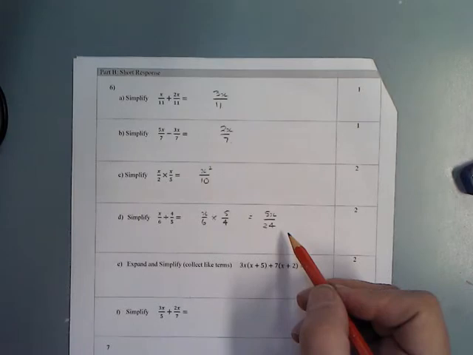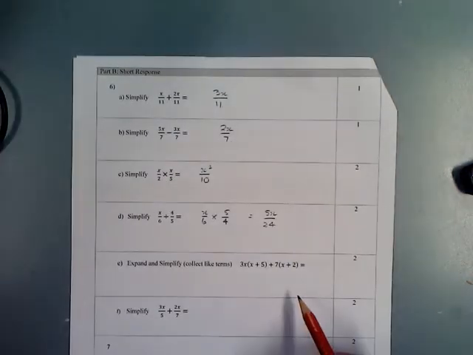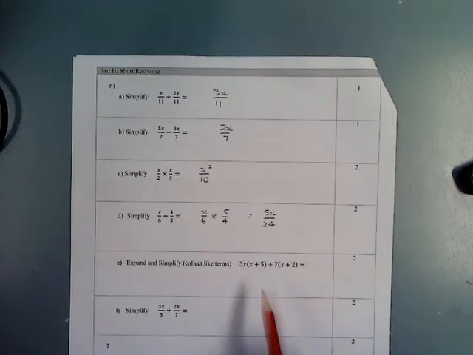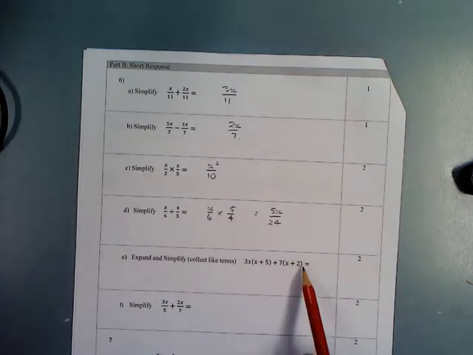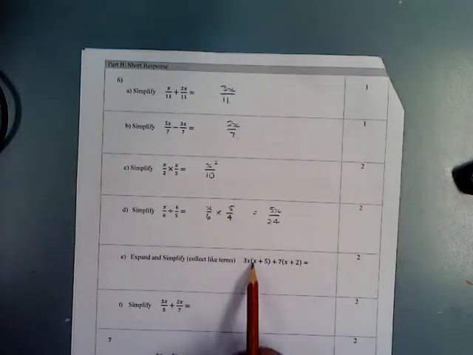Question E. Expand and simplify the following. Now, in this case here, we need to expand that first number and then expand the second one. So all we simply have to do is distribute the 3x into this bracket and then distribute the 7 into that bracket.